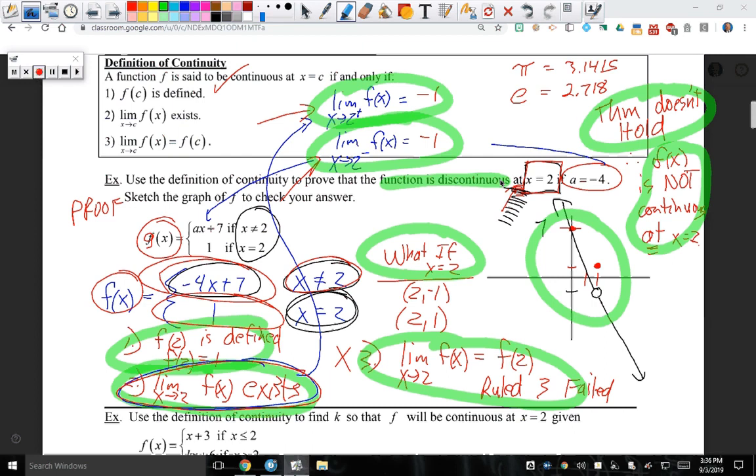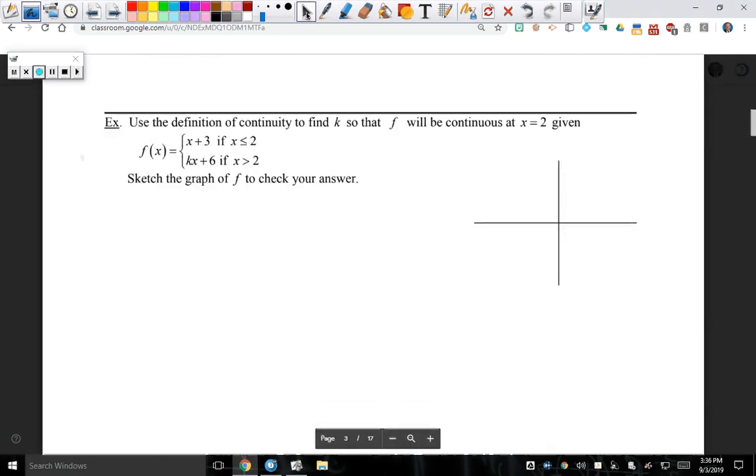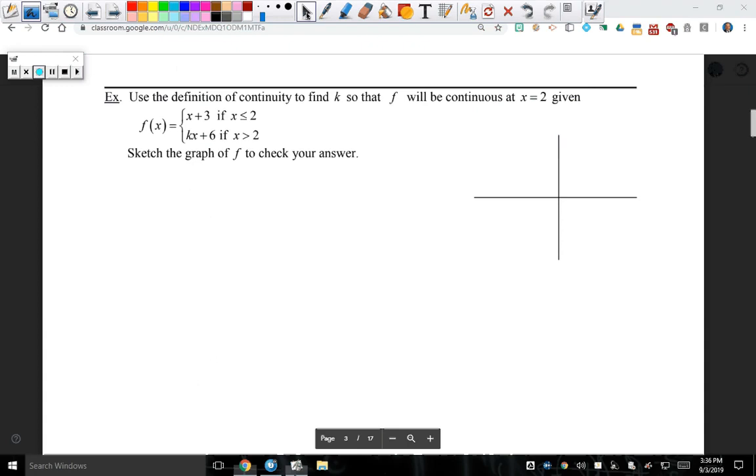Questions? Alright, so now it's your turn. I want you to put your brains together, everything that we just learned from this, and in groups, I want you to use the definition of continuity to find k so that f of x will be continuous at x equals 2. There's a lot of pieces up for grabs.